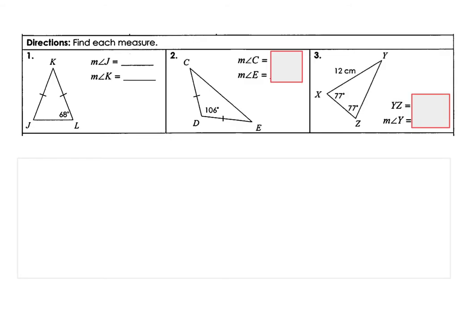So they've told us that they've only given us one angle in this triangle. Normally to solve for another angle, we would have to have at least two because they add up to 180. But this is a special type of triangle. This is an isosceles triangle.